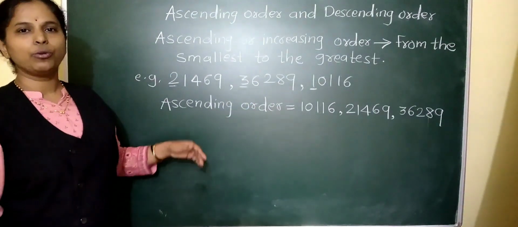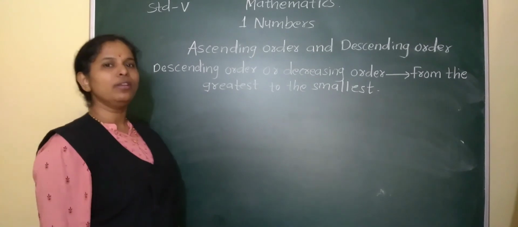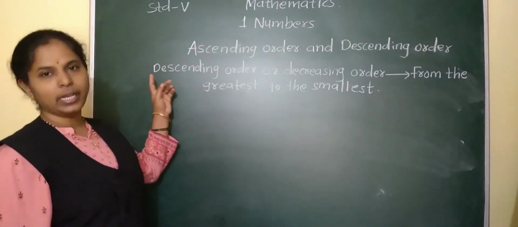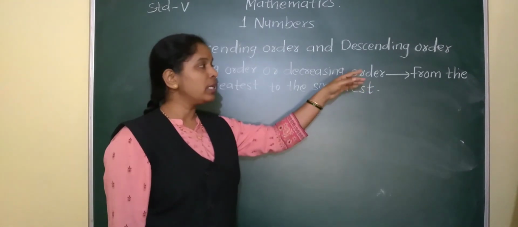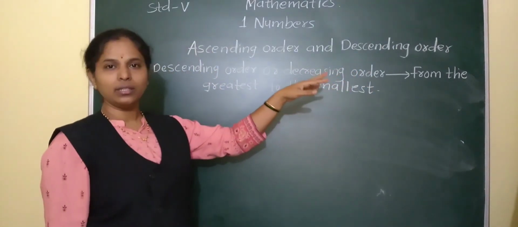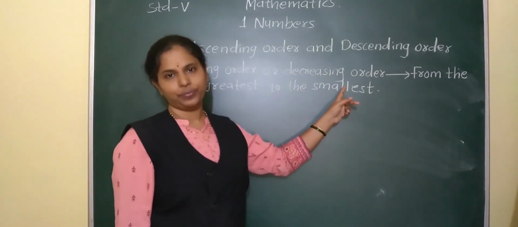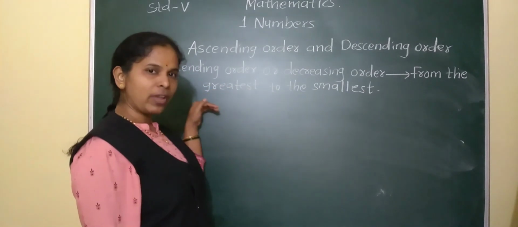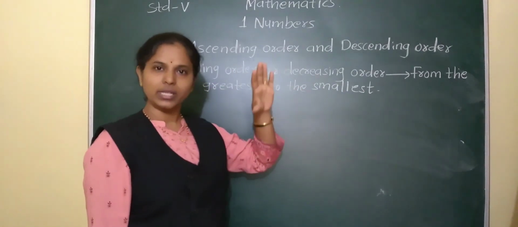In this way we have to arrange the numbers in ascending order. Now we'll learn descending order. It is also called decreasing order. In this, we are arranging the numbers from the greatest to the smallest. Means first we have to write the greatest number, then smaller, and then the smallest, in this way.